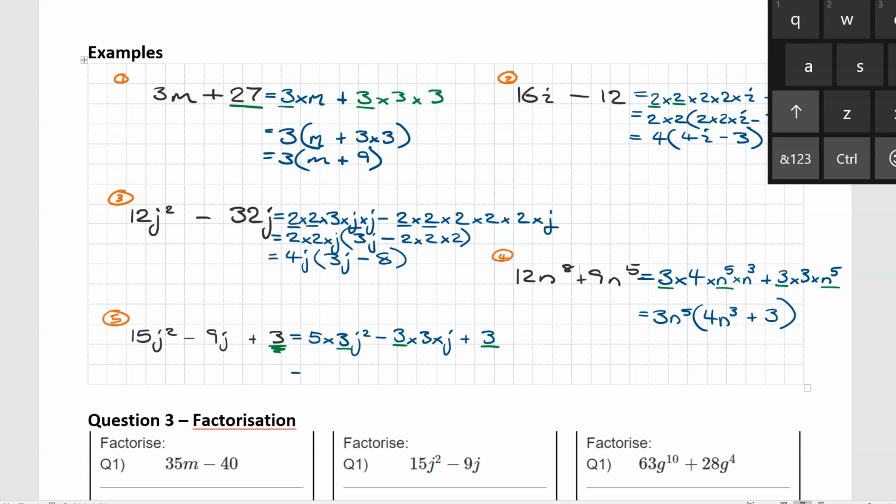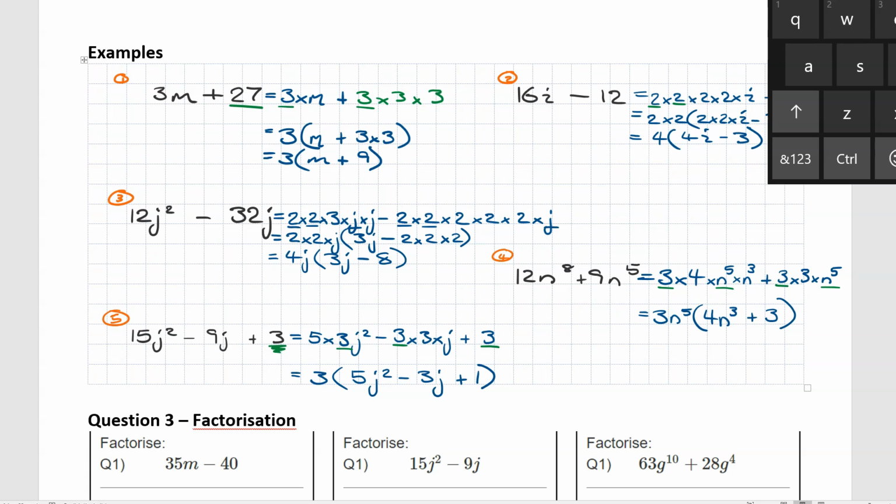Simplifying that out, we bring the 3 out front. Then what we leave behind is 5j squared minus 3j plus, and this 3, although we're taking it out, it's 3 divided by 3, so it makes it a 1. And therefore, we are in the most factorized form this expression could possibly be in.